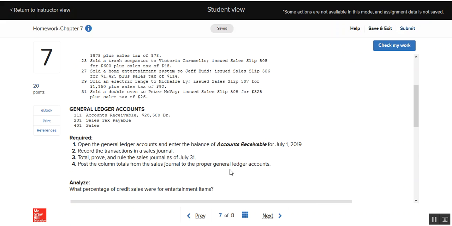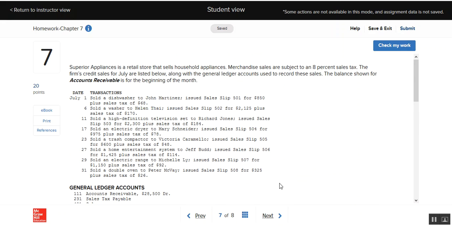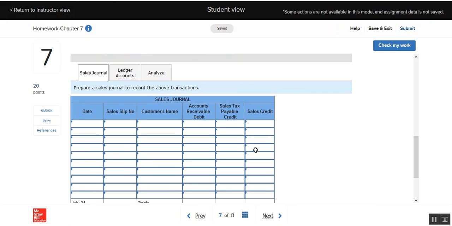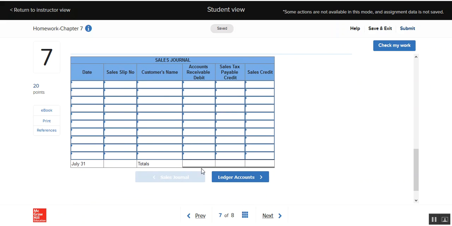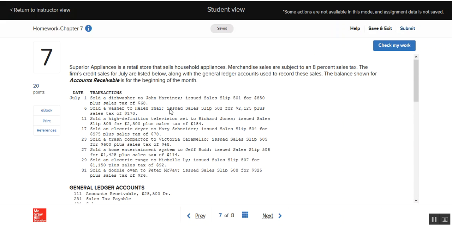Then you're going to post those to the ledger, so you've got another tab. And then it says what percentage of credit sales were for entertainment items. So let's see. Your credit sales should be your total in accounts receivable debit. So once you get all those posted, that should be your total. So you're figuring out a percentage out of that total amount that's for entertainment items, and I think there's 2.